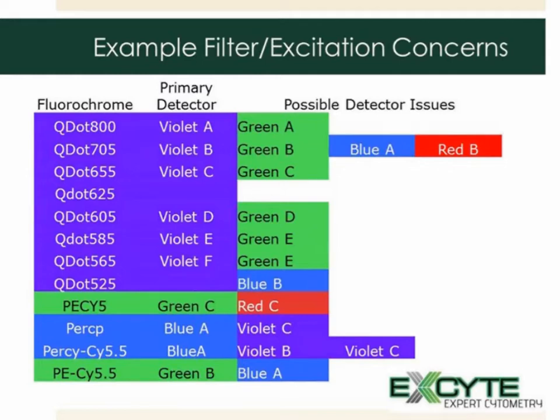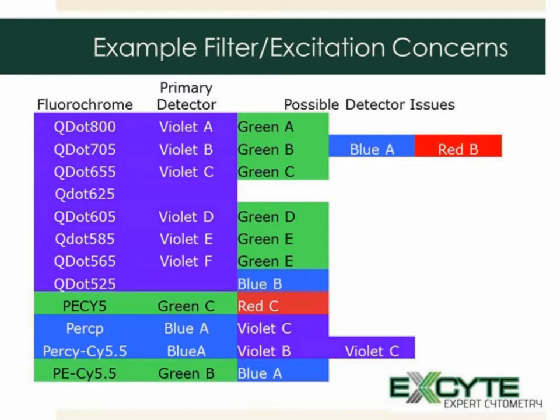Quantum dot 705, for example, is typically measured in the violet B channel, excited by the 405 nanometer laser and measured by a 710/50 bandpass filter. That 710/50 bandpass filter happens to be on several other detectors, and quantum dots are excited by every wavelength of light below their emission maximum. So you can see Q dot 705 can impact the green, violet, and red lasers as well, affecting 4 channels in total, meaning it's very difficult to design a polychromatic panel around that.